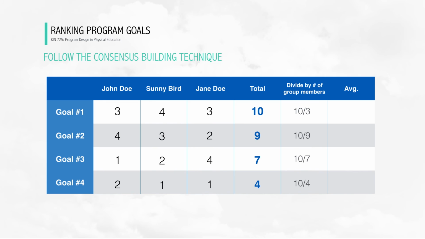So if you have 12 different goals, you rank them, each person did that, you'll add the total for each goal that each person ranked, and then you'll divide that by however many members are in your group. And you'll use this to identify the top 10 goals that your group has ranked. And these 10 goals will further be used in later curriculum steps.